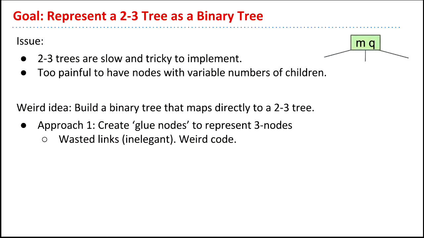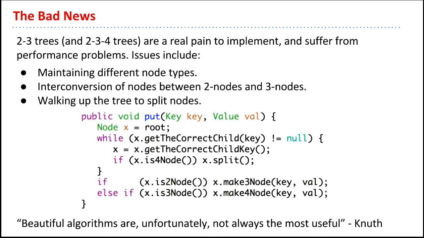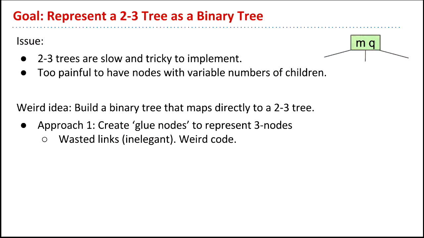Oh, and real quick, Donald Knuth said it. Beautiful algorithms are unfortunately not always the most useful. But that doesn't mean that we can't use 2-3 trees as a guide going forward. So here's the issue. 2-3 trees are slow and tricky to implement. And that's because it's a little painful to have nodes with variable numbers of children. So here's a weird idea. What if we build some kind of binary search tree that corresponds or maps directly to the 2-3 tree that we introduced earlier in lecture?